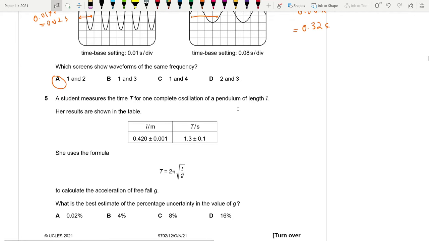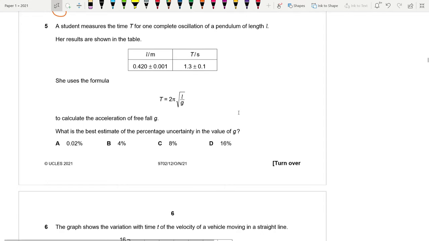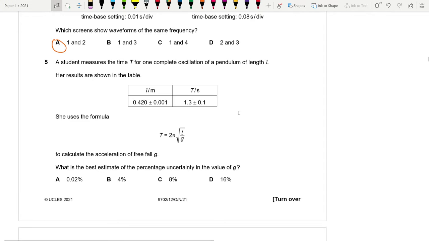Let's go to 5. A student measures the time for one complete oscillation of a pendulum of length L. Her results are shown in the table. She uses the formula this. What is the best estimate of the percentage uncertainty in the value of g? Okay, so to do sums like this, you need to make g the subject first, okay? So t square is equal to 4 pi square into l by g. G is equal to 4 pi square l divided by t square.